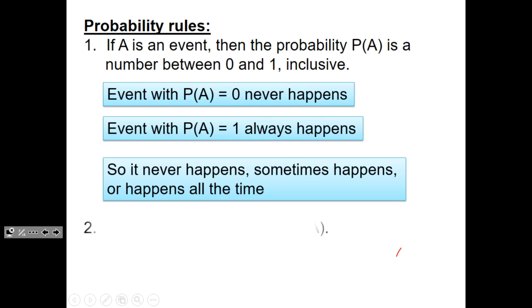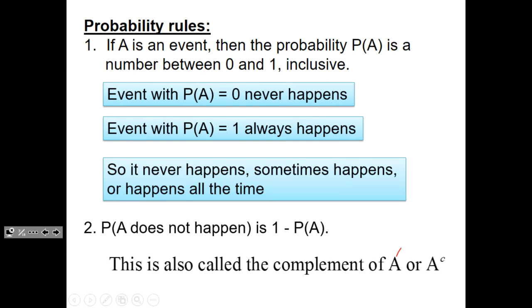Now we have some other probabilities here. The probability that A doesn't happen is going to be 1 minus the probability of A. Let's say I'm rolling a die, and I call getting a 1 event A. Well, when I roll a die, I'm either going to get a 1 or I'm not going to get a 1. And the chance of not getting a 1 is equal to 1 minus the chance of getting a 1. This is also called the complement of A, which can be marked as A apostrophe or A to the C.